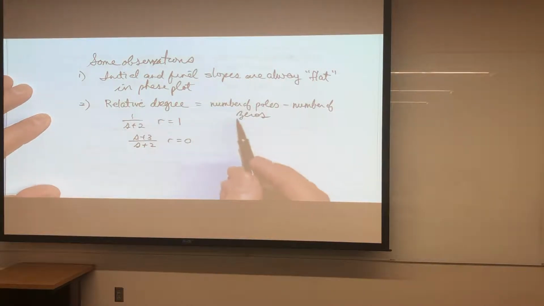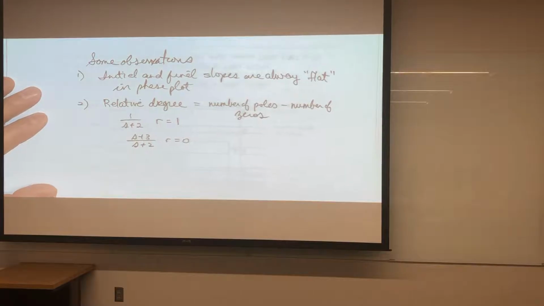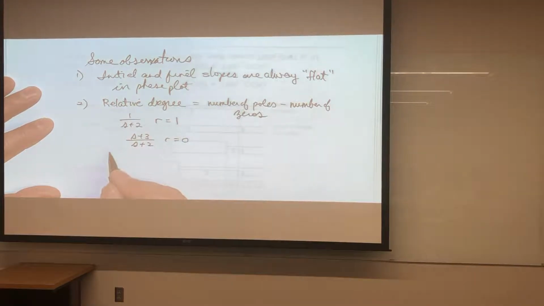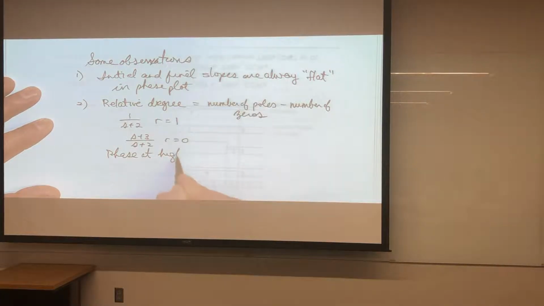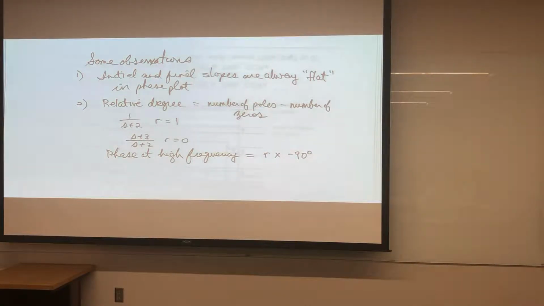Now there is something that we need to know about phase plots and the relative degree. The phase at high frequency is equal to r times negative 90 degrees. Okay. So here the relative degree is equal to 1. So the high frequency phase is negative 90 degrees. The relative degree here is equal to 0. So the phase at high frequency is equal to 0.